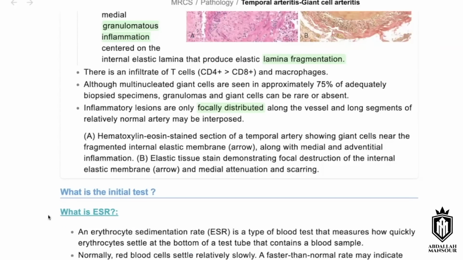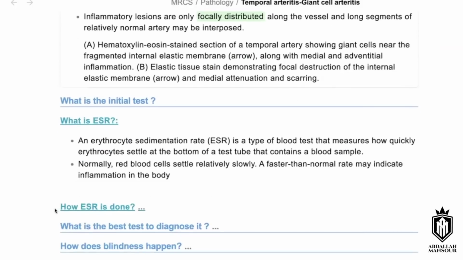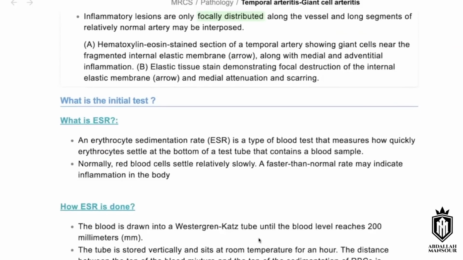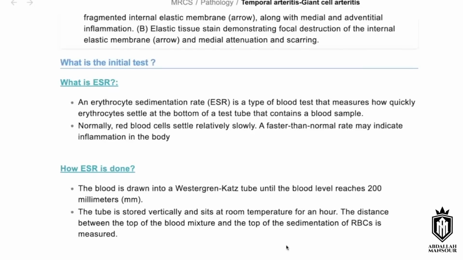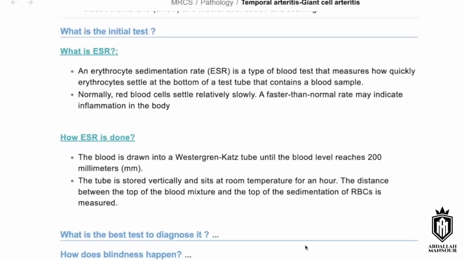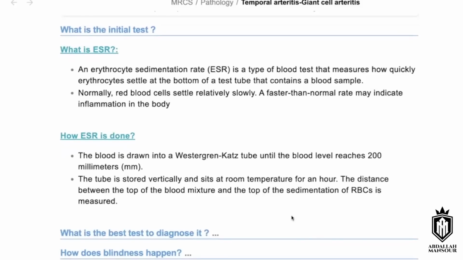So basically, you take some samples, you put them into vertical tubes for 1 hour, and then you measure the sedimentation, and then wait for another hour, and then you measure the sedimentation of the RBCs. So the key point to mention here is you put it in multiple tubes and you store them vertically, okay? And then you measure sedimentation in 1 or 2 hours.